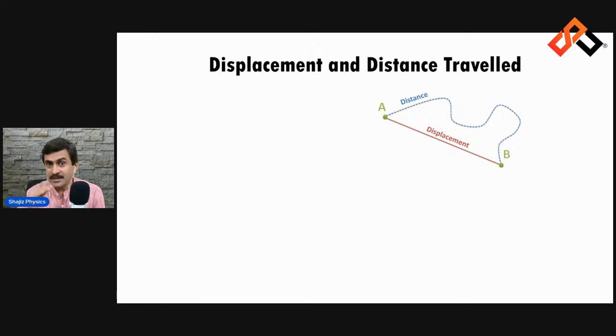But if you are considering the distance traveled, you need to take care of the actual path followed by the object in order to reach B starting from A. That is the peculiarity of these two concepts. In displacement, we only need to bother about the starting point and the final destination. You draw a straight line connecting both, and since it is a straight line, it will definitely be the shortest possible path between those two points.